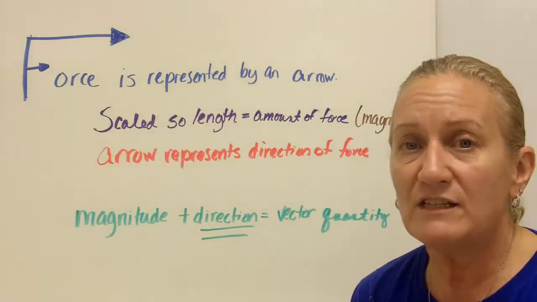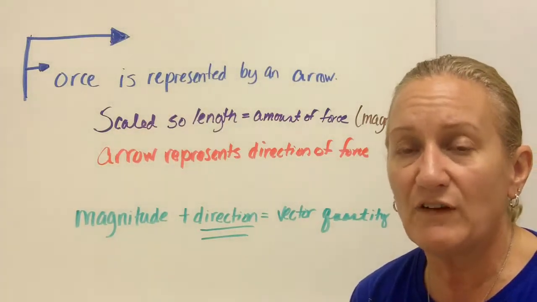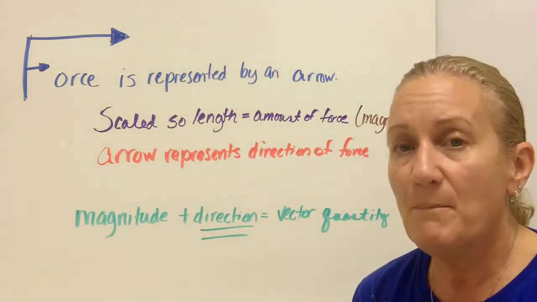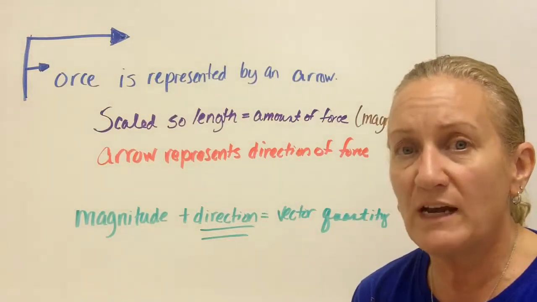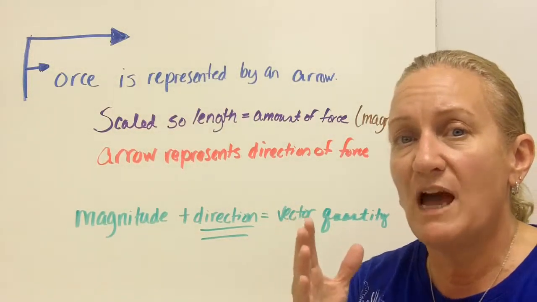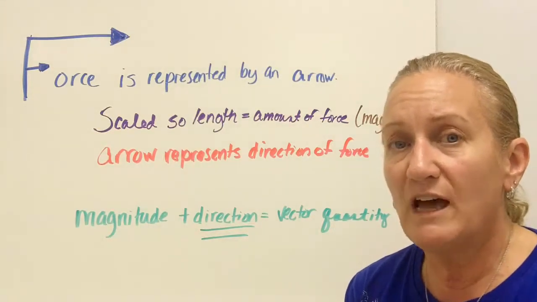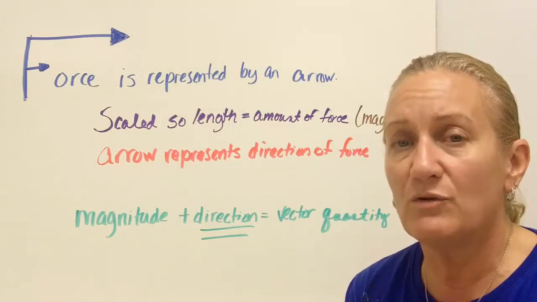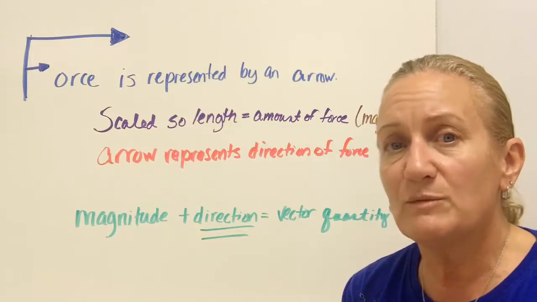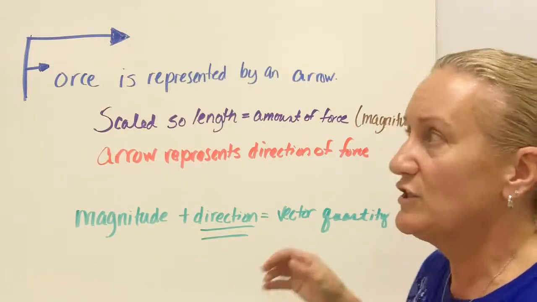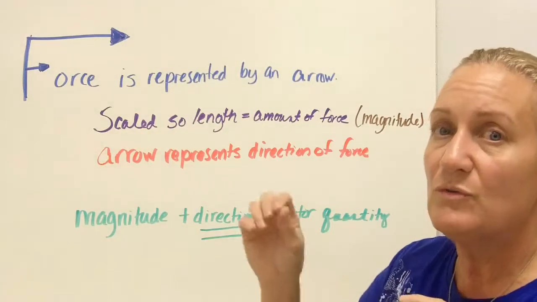There are lots of things in physics that are vector quantities. Some are not vector quantities. We're going to talk about that in just a minute. But force is a vector quantity. It requires that you not only tell me how much force, but what direction that force is working in. It could be left, right. It could be up, down. It could be north, south. There are lots of ways to express the direction, but you must express a direction with force. It's easiest to do with an arrow.